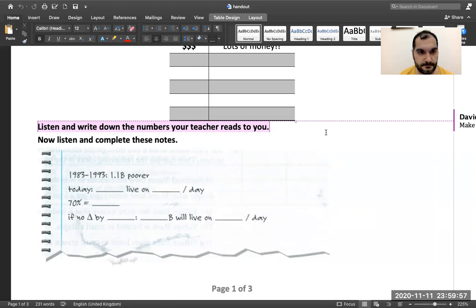Every year, more and more people don't make enough money to feed their families. From 1983 to 1993, about 1.1 billion people became poorer. Today, 2.9 billion people live on less than $2 a day. And did you know that 70% of those people are women? If we do not make some changes, by 2030, we will have 4.9 billion or more people living on only $2 per day.